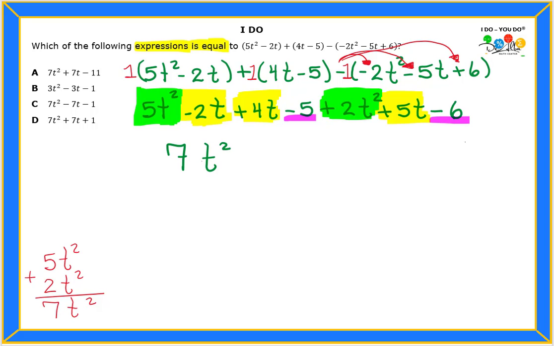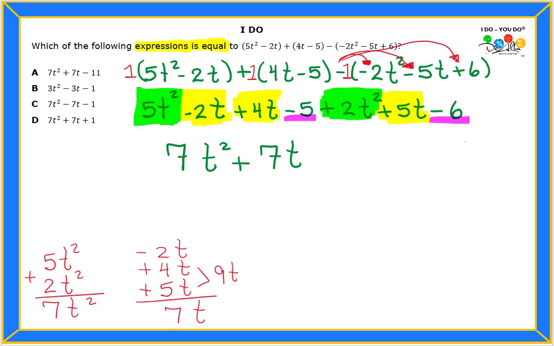Okay, what about the t by itself? Well, the first one is negative 2t. The next one is a positive 4t. And the last one is a positive 5t. Is that right? So I can combine these two, and that gives me 19. But the next one is a negative 2t. Then I cannot add. I need to subtract, and that gives me 17. Okay, so I'm going to write it down here. And it is positive because there's more positives than negatives. Very good.